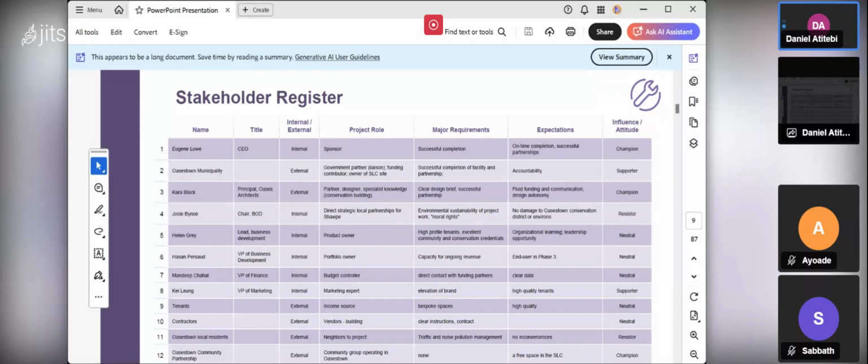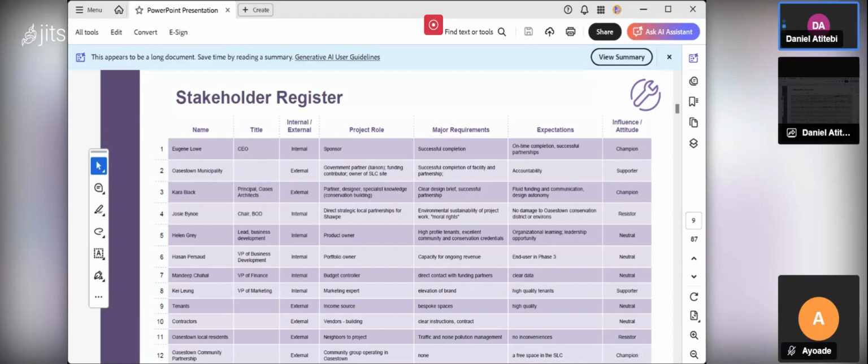If you look at the next one, number 3. Well, let me see another one. Number 8 is Akewulang. That is his name. Then the title is what? VP of Marketing. It's an internal stakeholder. What is his project role? It's a marketing expert. So you need to work with him, because maybe your project has to do with something like building a solution for marketing, so you need to work with that person. What is the major requirement? Elevation of brand.